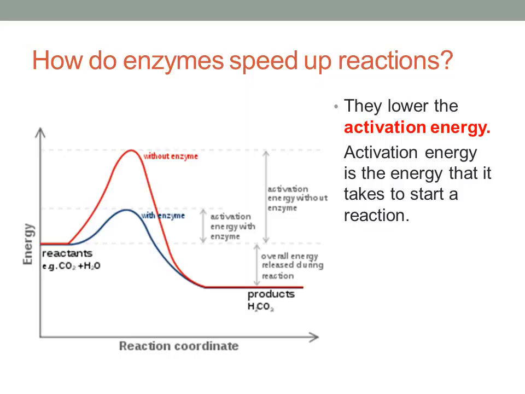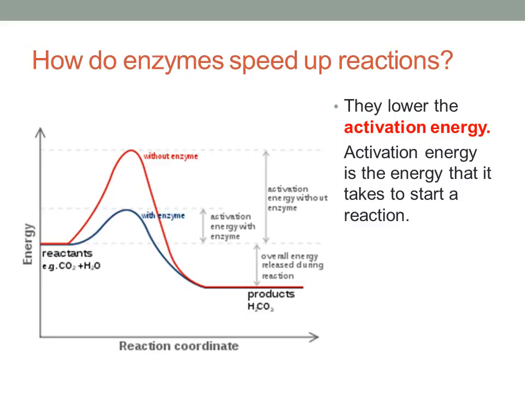So what I want to show you guys here is this graph. You see that we have a red line and we also have a blue line. The red line is a bigger hill than the blue line. I want you to imagine that you're pulling a wagon up a huge hill. It's obviously going to take a lot more energy on the red hill than on the blue hill. And so what enzymes actually do is they lower that hill. They make it a smaller hill so that the reaction can happen faster.